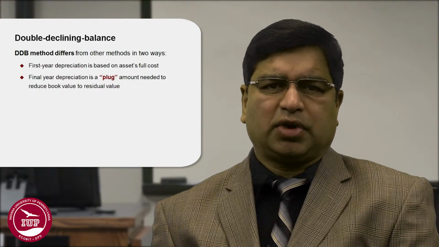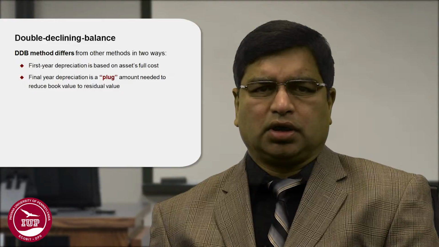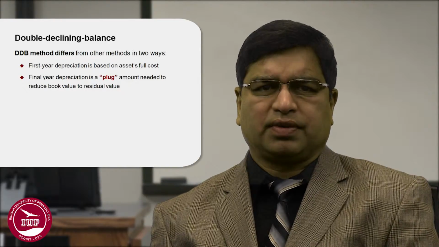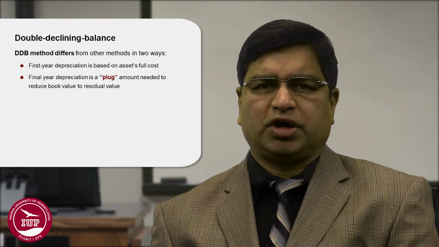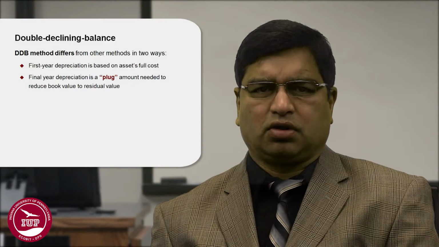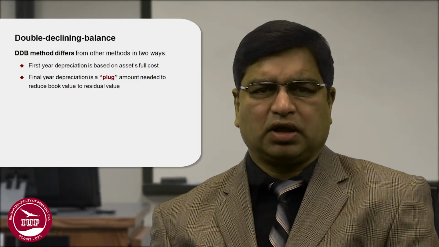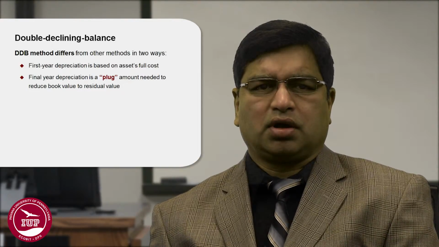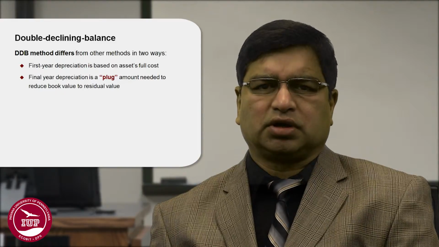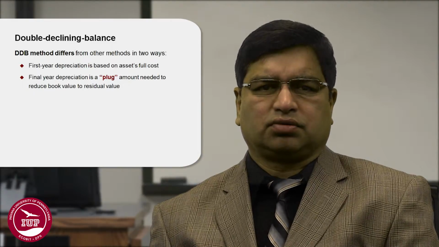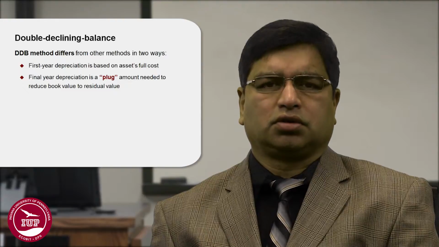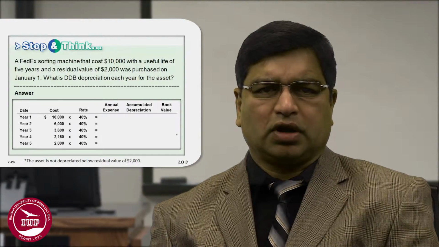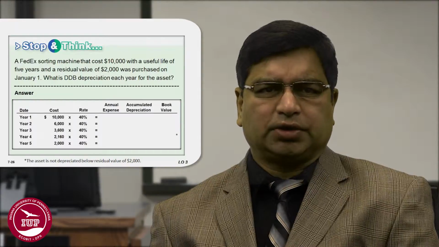So the double declining balance method differs from other methods in two ways. First, first year depreciation is based on the full cost of the asset, not on the depreciable cost, as in the other two methods. Second, final year depreciation is a plug-in amount which is needed to reduce the book value to its residual value, as we saw earlier.